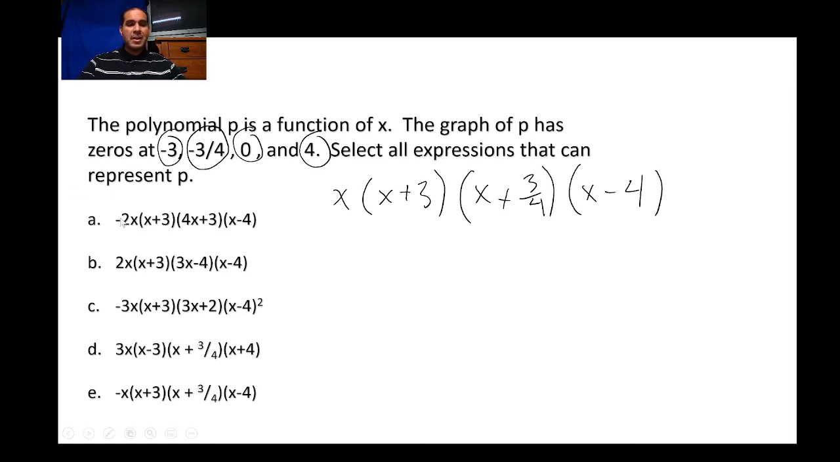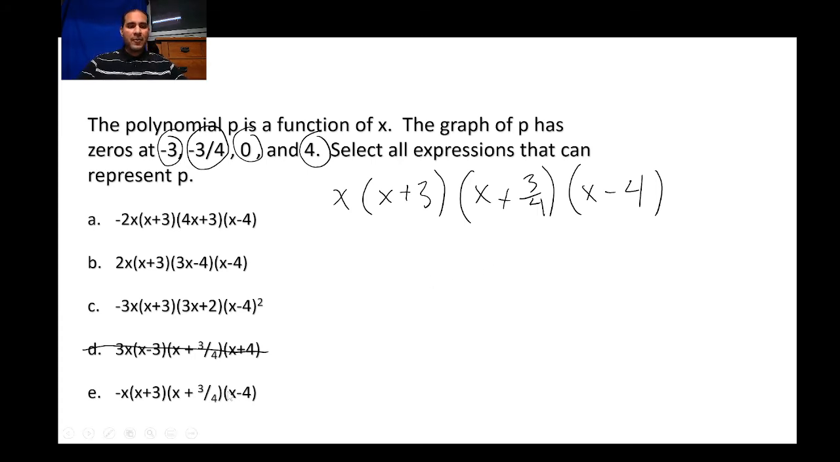Notice that all of them have a constant in the front, -2, 2, -3. Those don't affect the actual value of the 0. We just want to focus on this x. Now all of them seem to have x, so from that, all of them are possibilities. We look for which ones have x plus 3. Looks like all of them except for D have an x plus 3. So D, we could at least eliminate it and say that's not going to be one of them.